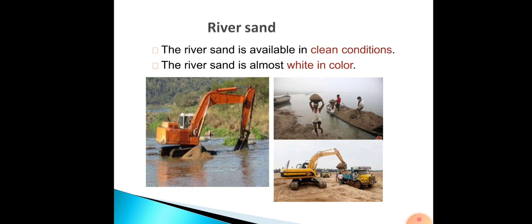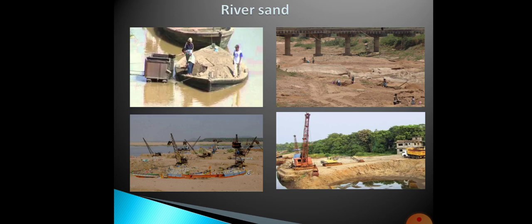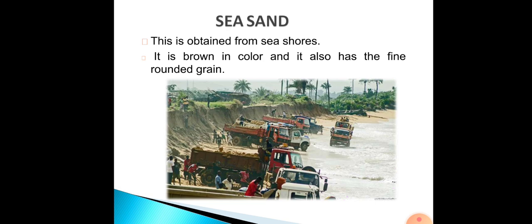Since it is obtained from water, whenever we extract or remove sand from rivers, it is usually in clean condition. It will normally be washed once, and it is almost white in color. So here you can see various pictures which show the river sand, the source of river sand. Now coming to the sea sand. The sand that is obtained from the seashores, we call it sea sand.